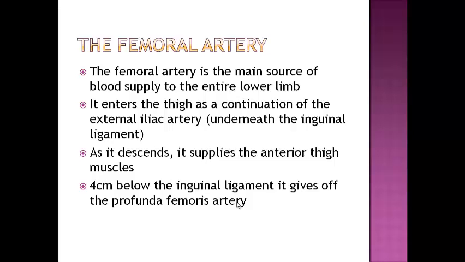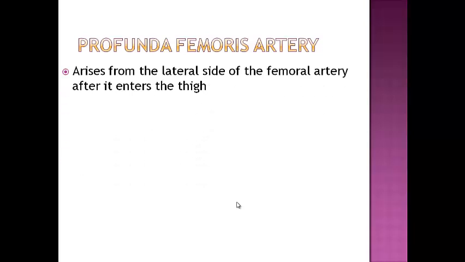4 centimeters below the inguinal ligament, it gives off the profunda femoris artery. So basically, the anterior compartment of the thigh is supplied by the femoral artery. The profunda femoris artery, which arises from the lateral side of the femoral artery after it enters the thigh, is responsible for giving off a few branches, and then each branch ends up supplying a certain place.